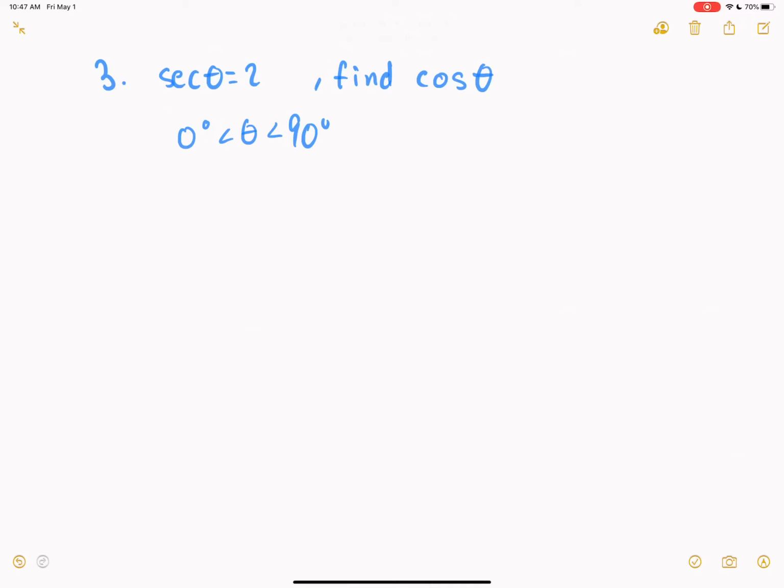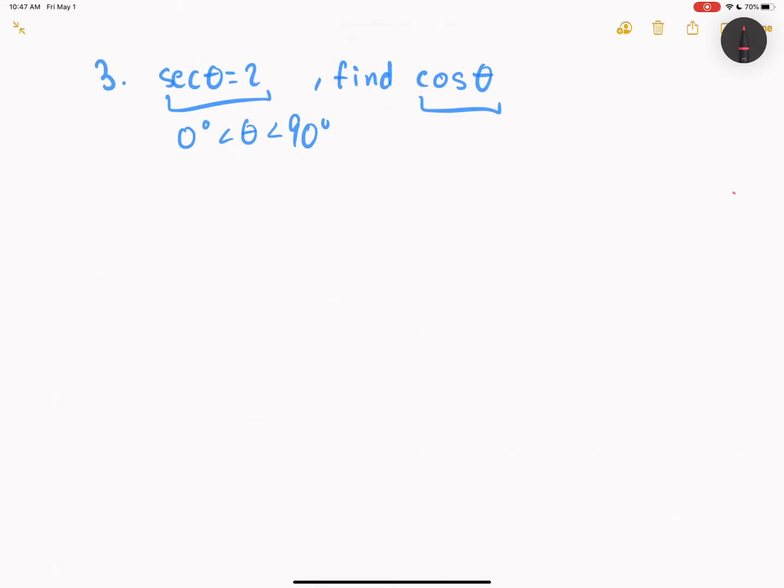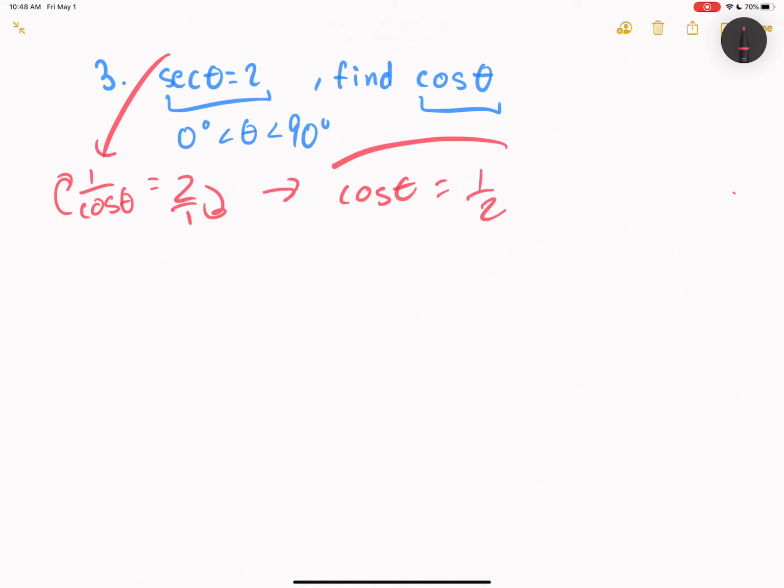Okay, so the first thing I'm going to do is number 3 from your last assignment. It says secant theta is equal to 2. I want to find cosine. Because I'm looking for cosine, if you notice here, secant is 1 over cosine, right? So if I know 1 over cosine is 2, all I have to do is flip it. I flip cosine to the top, then I flip the 2 to the bottom. So it's 1/2. So number 3 would be 1/2. Okay.